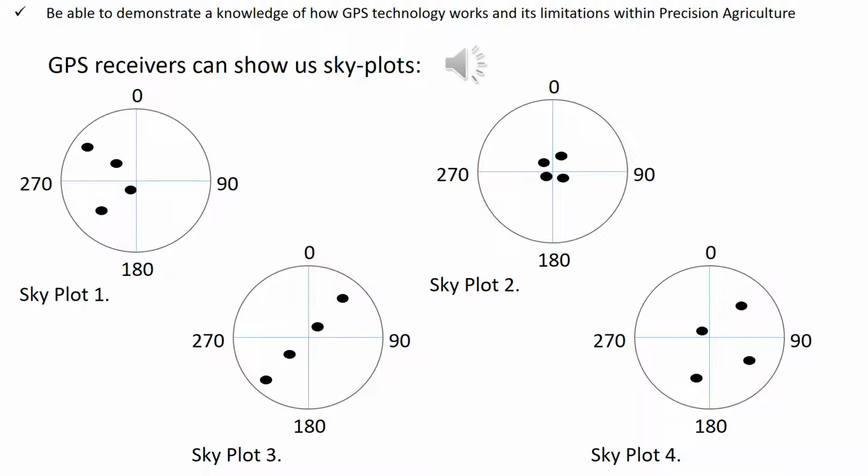Our GPS receivers can also show us sky plots of which satellites they are connecting with and where they are positioned in the sky. There are 4 quadrants that we see in the sky plot, and there might be any combination from sky plot 1, 2, 3 or 4 that our GPS receiver will show us. We will now discuss how these geometries affect the dilution of precision for our locational information.